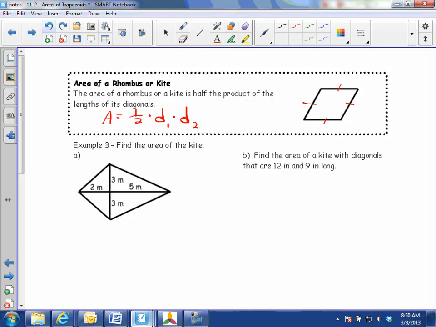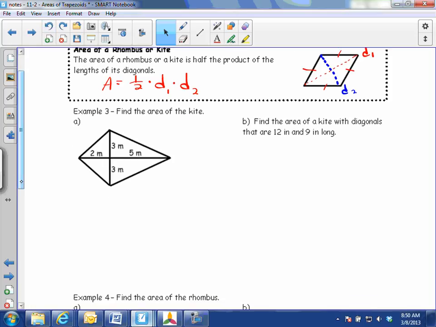Opposite corner. Corner to corner. So this would be one diagonal. Say that's diagonal 1. And then our other diagonal goes from here to there. So that would be diagonal 2. Alright. So on example 3, it asks us to find the area of the kite.